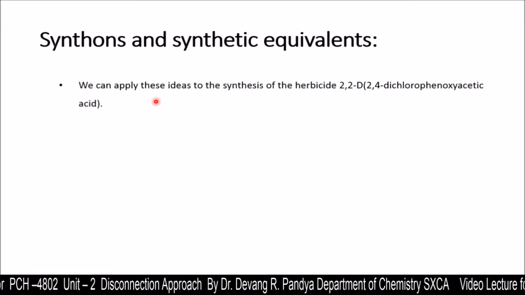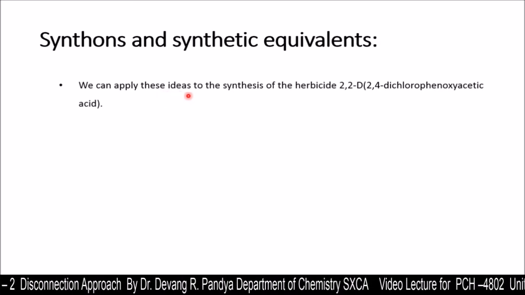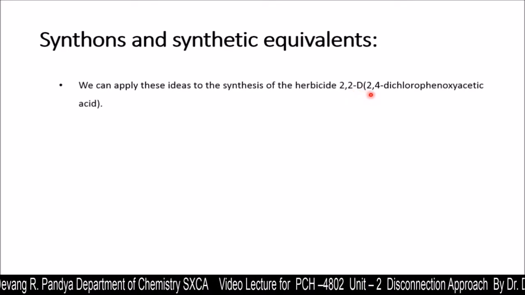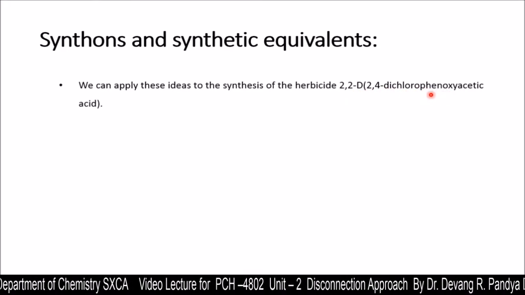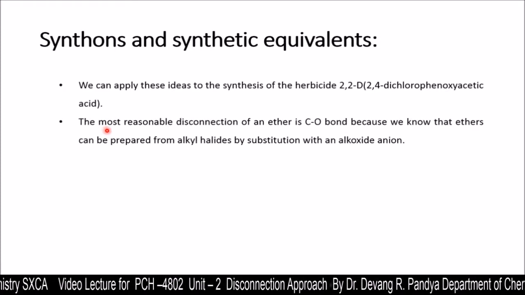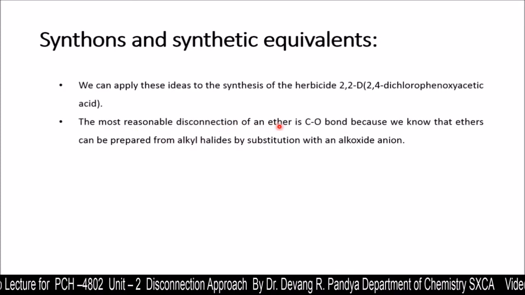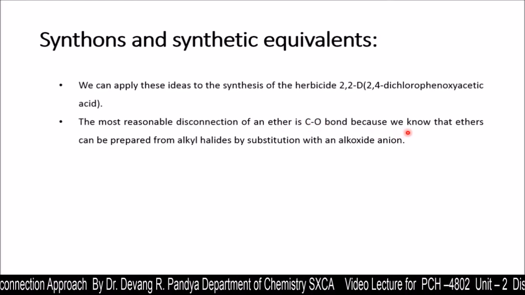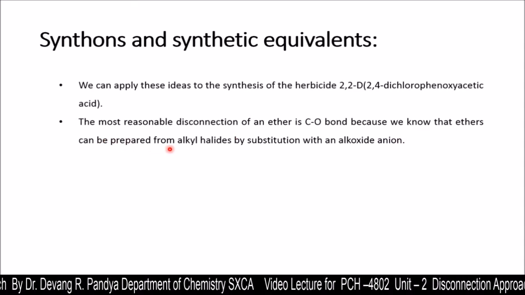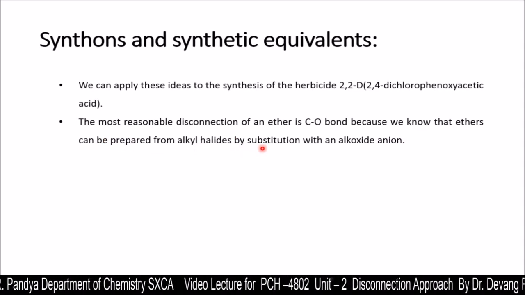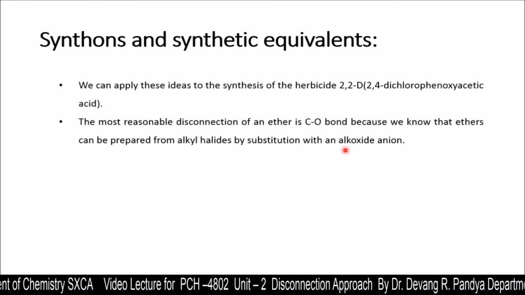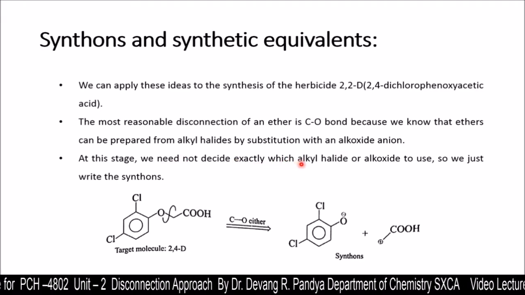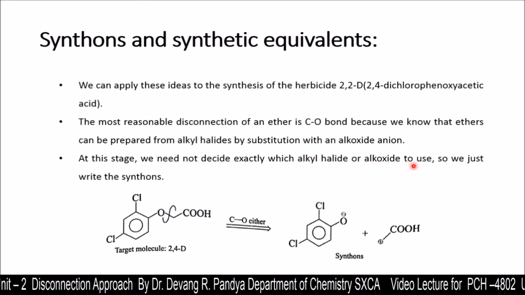We can apply this idea to the synthesis of the herbicide 2,4-D, 2,4-dichlorophenoxyacetic acid. The most reasonable disconnection of an ether is the carbon-oxygen bond because we know that ethers can be prepared from alkyl halide by substitution with an alkoxide anion. At this stage, we need to decide exactly which alkyl halide or alkoxide to use.